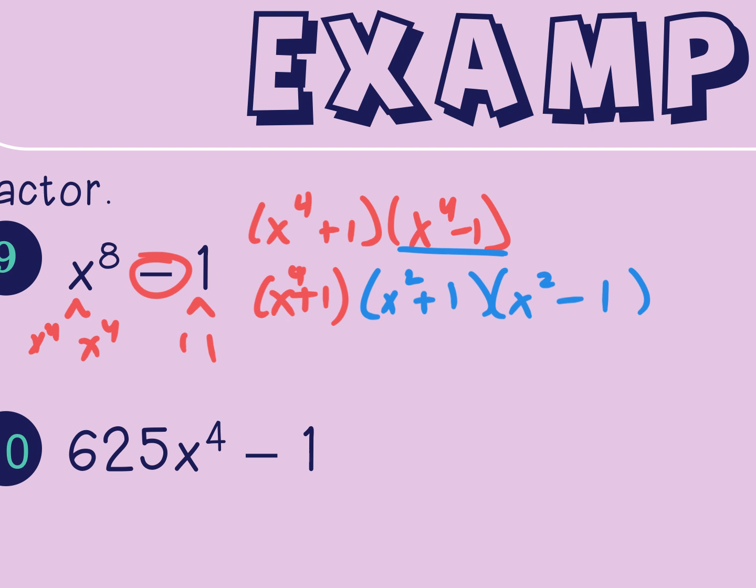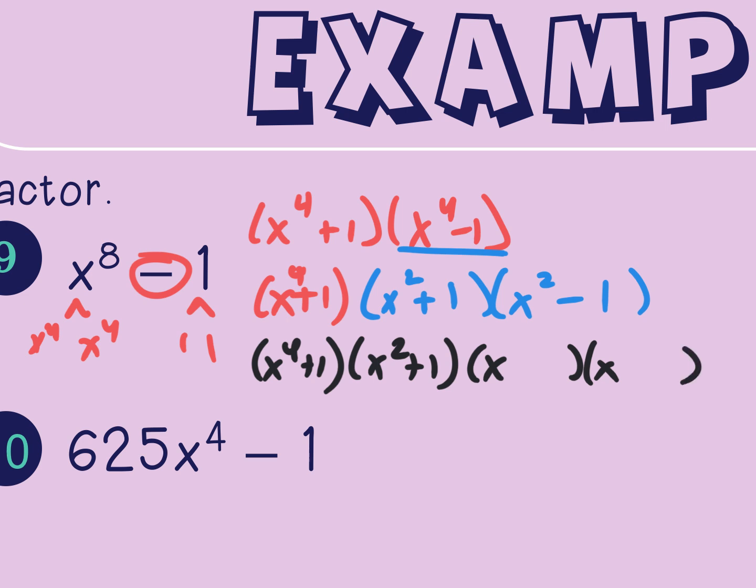Can I do anything with x to the 4th plus 1? No, because it's not the difference of perfect squares. Can I do anything with x squared plus 1? No, it's not the difference of perfect squares. It has to be a minus sign. Can I do anything with x squared minus 1? What does that become? X what? Plus 1 and minus 1.